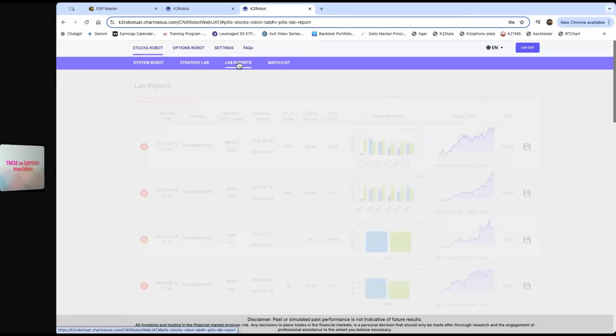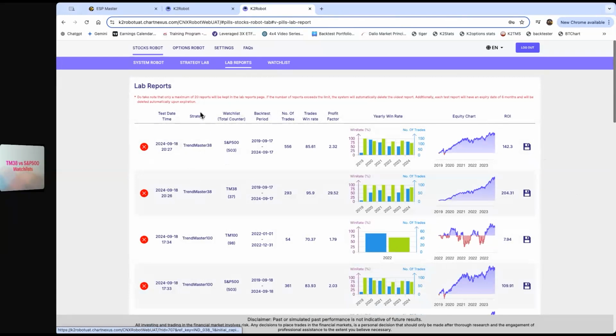So let me go to the lab reports to show you. This is the strategy. These two are strategies that we tested. This is the one that we tested on the 503 stocks in the S&P 500, and this is the one that we tested on the 37 stocks in TM38. Total number of trades taken for S&P 500 is 556. This is 293 based on 5K capital. So your win rate is 85% for S&P 500 only, which is already good, right? Because in the first place, the strategy is good. That is why the performance is good.